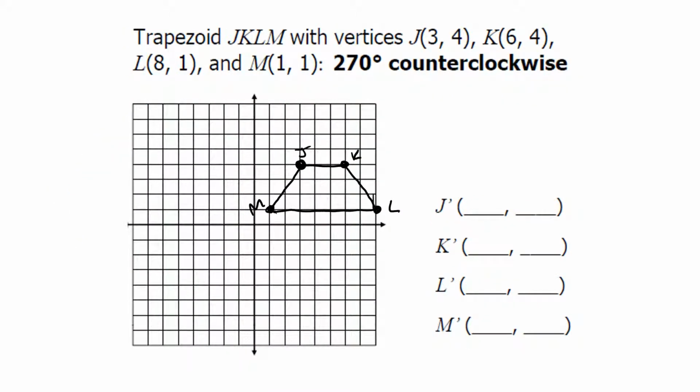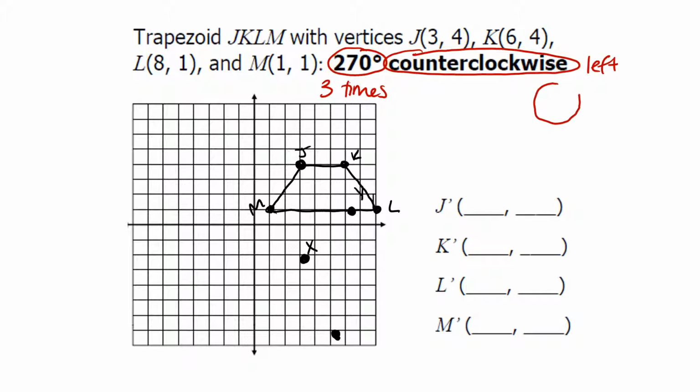For this problem, we have trapezoid JKLM with vertices J at 3, 4, K at 6, 4, L at 8, 1, and M at 1, 1. We want to go 270 degrees, that's 3 times, and we want to go counterclockwise, which is to the left. Remember, we're going to go backwards around the clock.